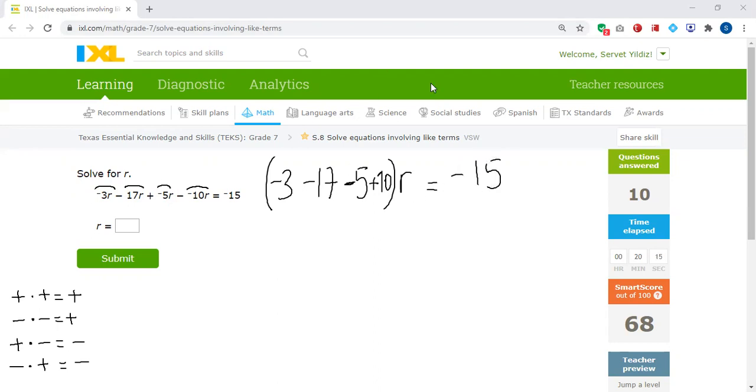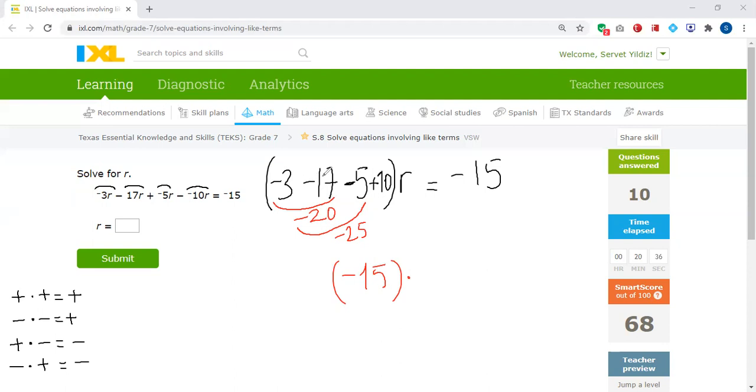Let's just combine these coefficients. Negative 3 minus 17 is negative 20. Negative 20 minus 5 is negative 25. Negative 25 plus 10 is negative 15.